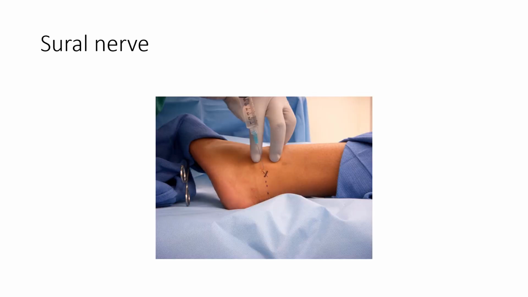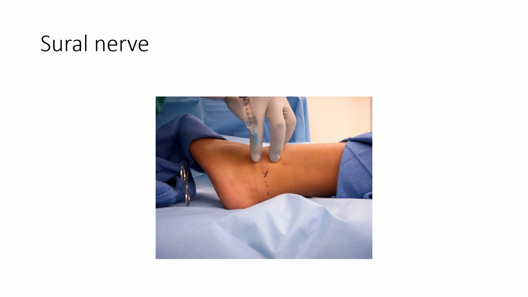Okay. Now we will block the sural nerve. The sural nerve supplies the lateral aspect of the foot. So the position is supine with the foot rotated inward, or the patient can be in prone position with foot rotated outward. We have already identified the landmark. This is the space between the lateral Achilles tendon and the lateral malleolus.